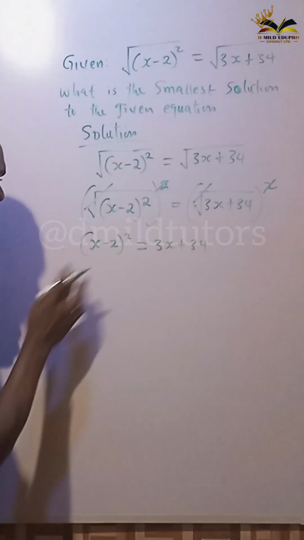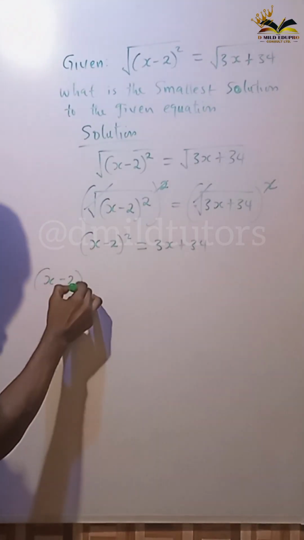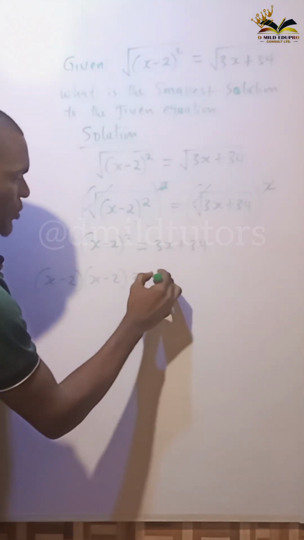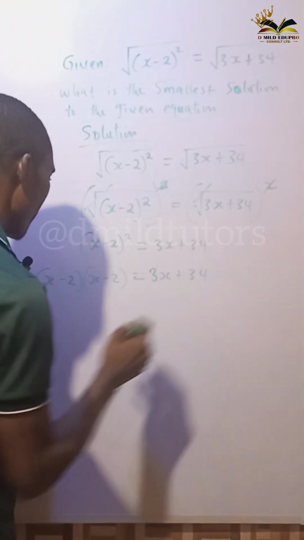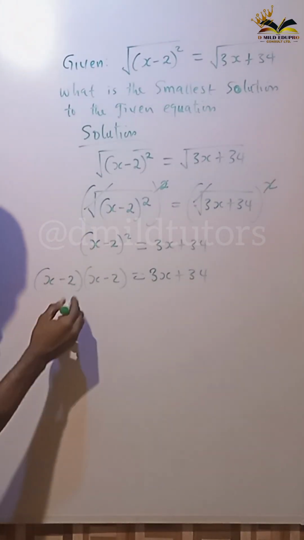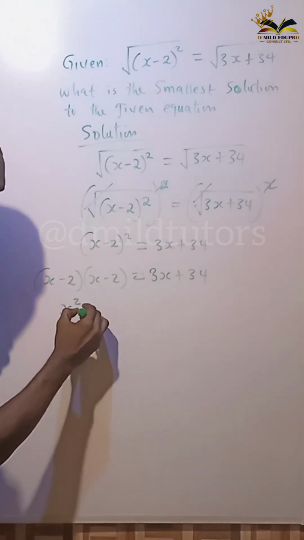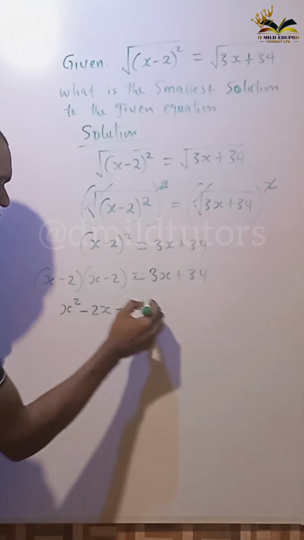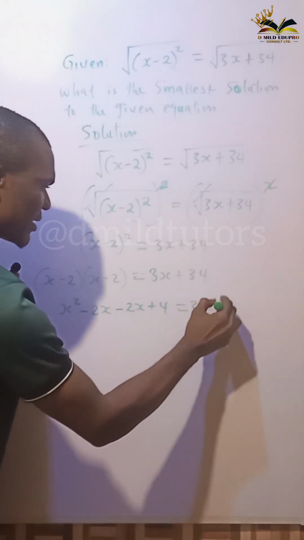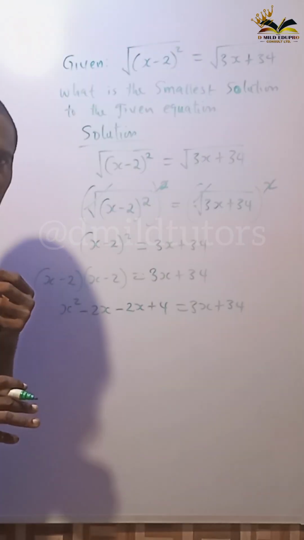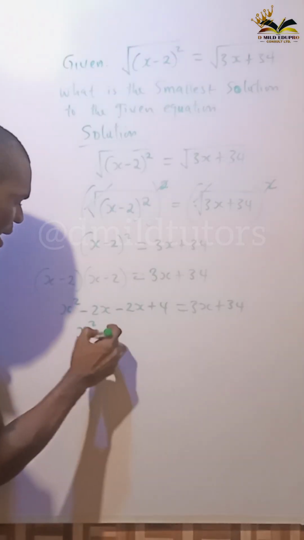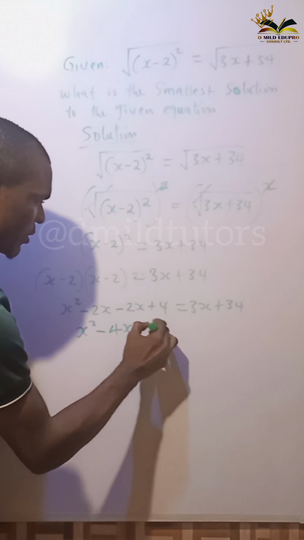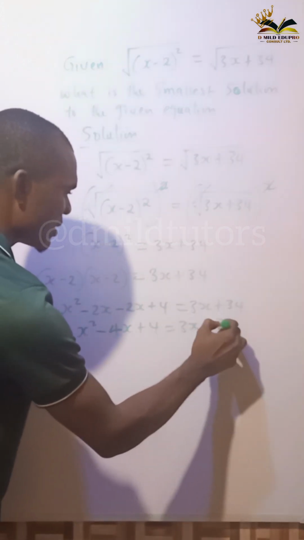Now this is the same thing as x minus 2 times x minus 2, because it's raised to power 2, equals 3x plus 34. In expanding this, x times x gives x squared, x times minus 2 gives minus 2x, minus 2 times x gives minus 2x, and minus 2 times minus 2 gives plus 4, equals 3x plus 34. Hope you are following. So we have x raised to power 2 minus 2x minus 2x, which is minus 4x, plus 4 equals 3x plus 34.